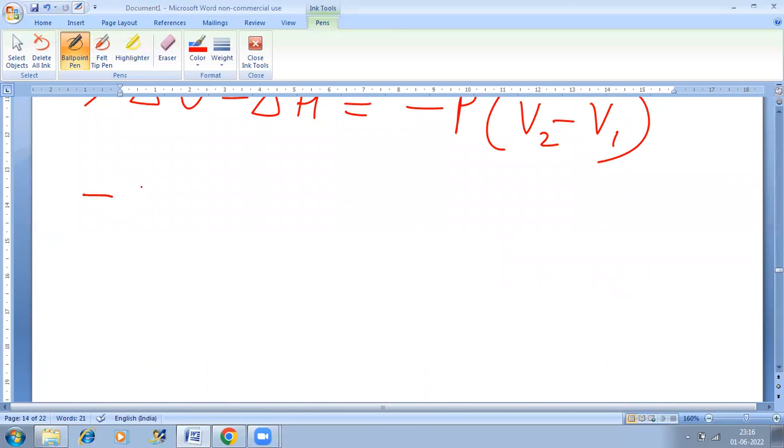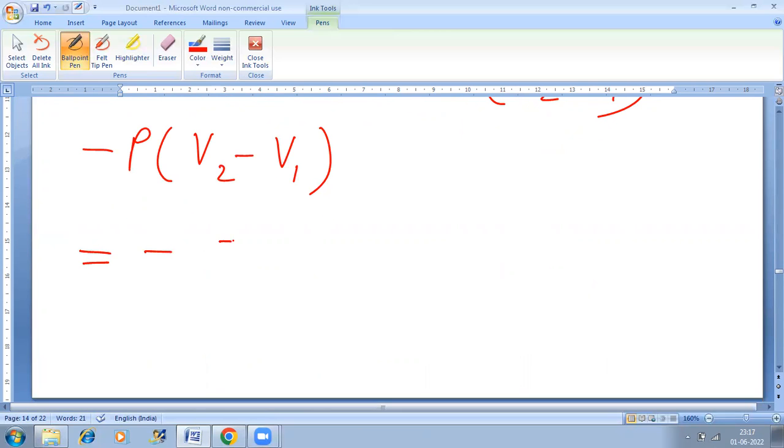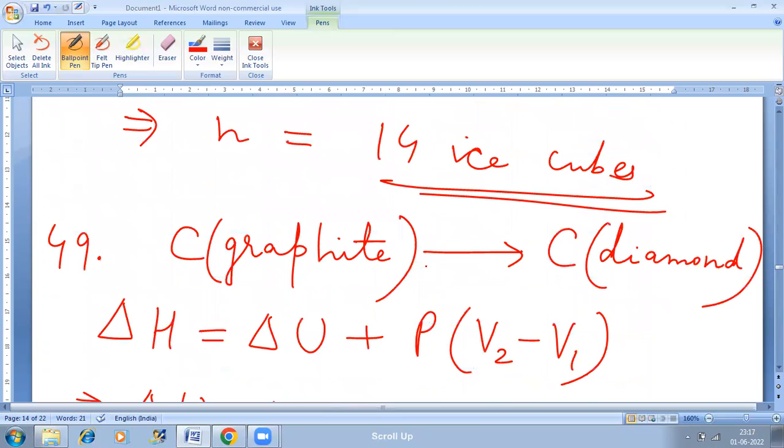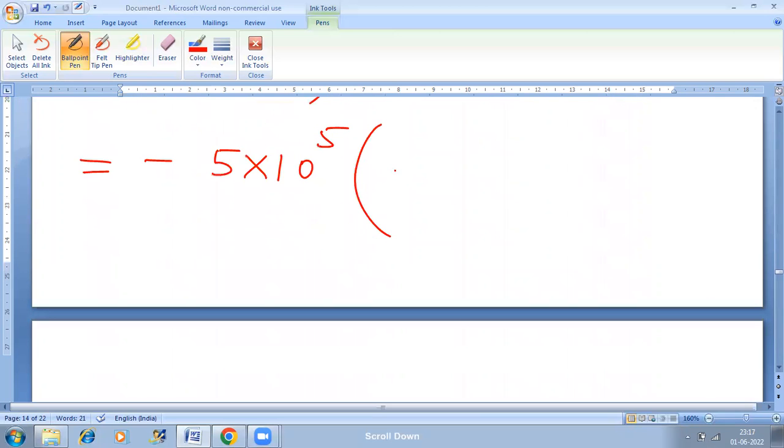Minus P into V2 minus V1 will be equal to minus 5 into 10 raised to 5 bar. V2 is what? Volume of 1 mole of diamond, because diamond is on the right hand side, so that has to be V2. Volume of 1 mole of diamond will be what? Molar mass of diamond upon density. Molar mass of diamond will be 12 grams per mole, because 1 mole of diamond means 1 mole of carbon. So 12 upon density, which is given as 3 grams per cc. So I'll get the molar volume of diamond in centimeter cube.